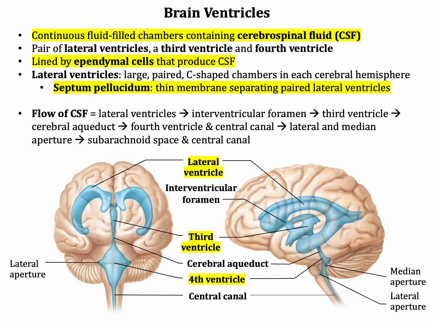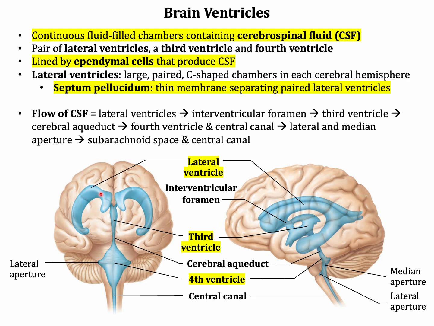Deeper in the cerebrum and deeper in the brain are the brain ventricles. These are fluid-filled chambers that contain cerebrospinal fluid. So we have a pair of lateral ventricles, kind of very horn-like in shape. There's a third ventricle and a fourth ventricle.